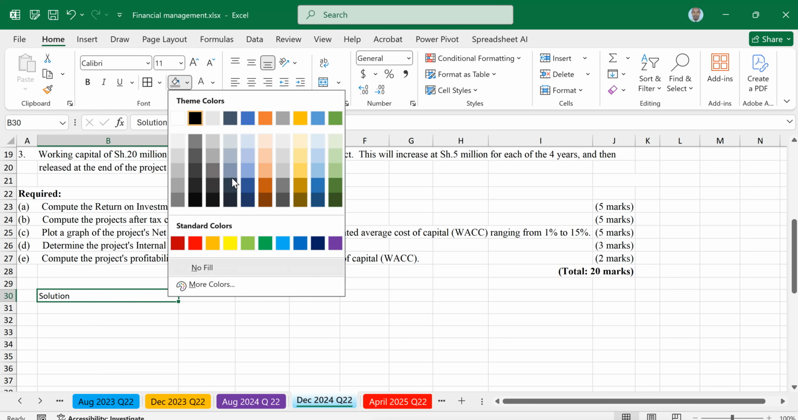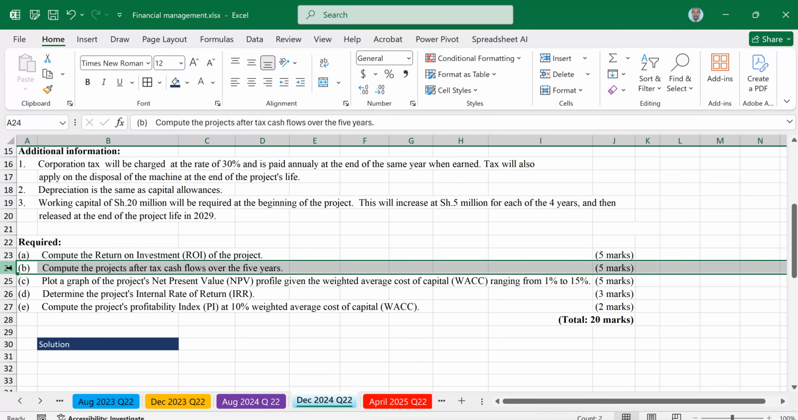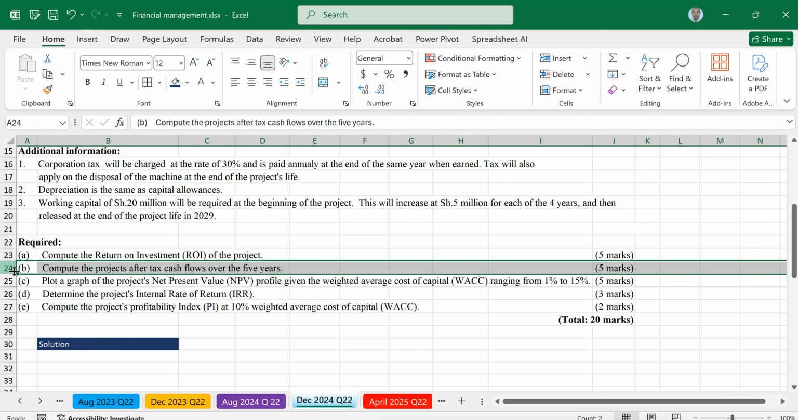Now, for you to get the first part, computing the return on investment, we use cash flows after tax. We are going to get cash flows over, that will be like profit after tax. The return on investment will be the cash flows over the initial investment. So for us to get this, we first need the project cash flows, the project after tax cash flows.